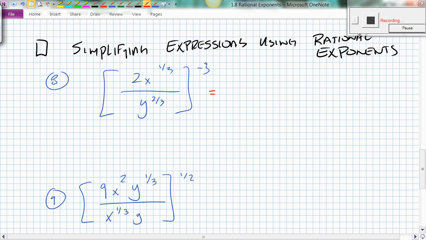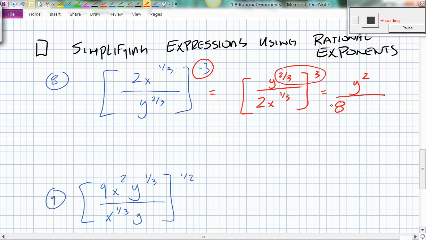The first one here is, since we have a negative exponent, we're going to take the reciprocal of this, so it's going to be y to the 2/3, all divided by 2x to the 1/3, all to the positive 3. Now, since I raise a power to a power here, 2/3 times 3 is just y to the 2nd, and then 2 to the 3rd is 8, and then x to the 1/3 to the 3 is just x, and that's just the answer right there. That one's not so bad.